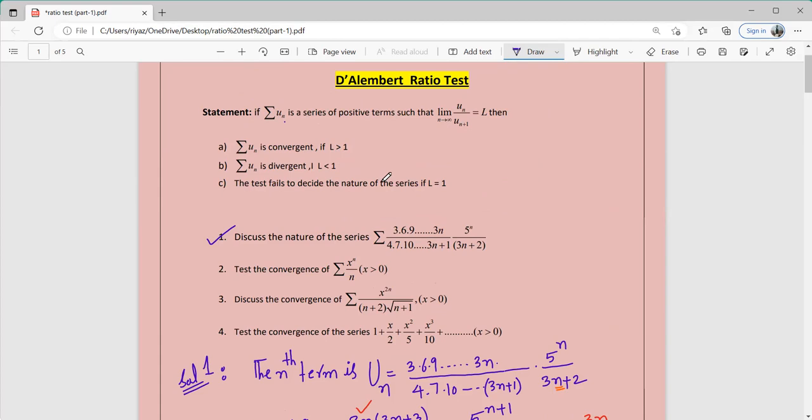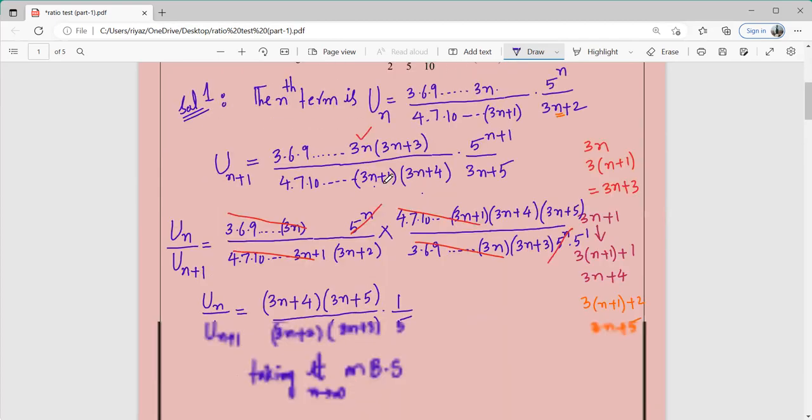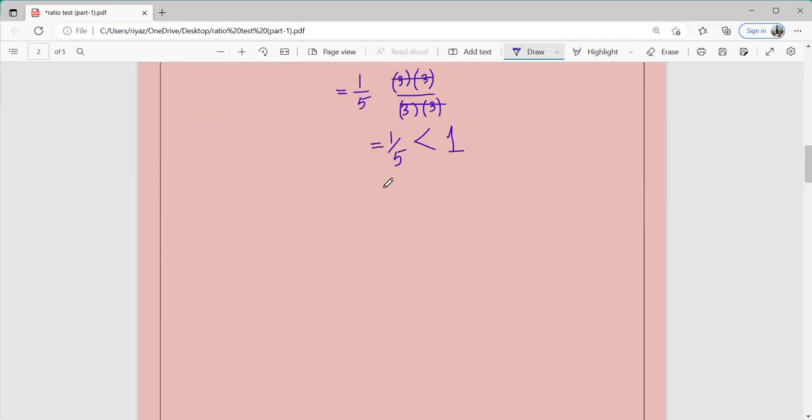अपने को क्या है आंसर? Less than 1 आया ना? जी सर। क्या बोलेंगे? Therefore un is divergent. That's it. Right?